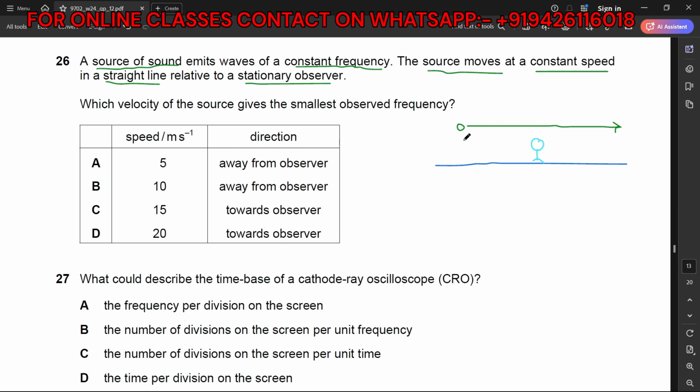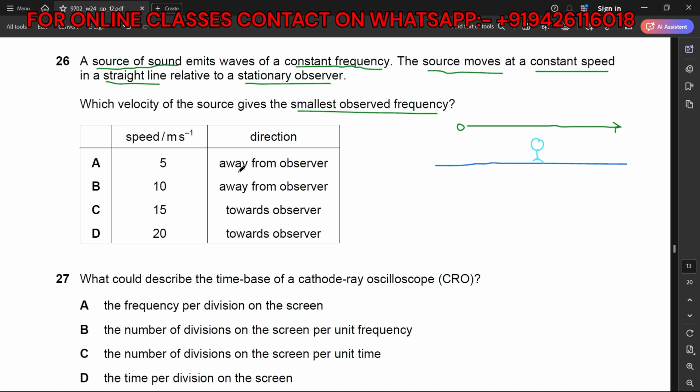Zoom. I know I'm sounding a bit funny here, but that is what I'm trying to explain. Whenever the source comes towards you, the frequency of that sound is going to be higher. The moment it starts going away from you, the frequency you observe is going to fade away slowly with time. Based on this, the question is asking which velocity of the source, the source that is moving, gives the smallest observed frequency. So we need to find the smallest observed frequency based on the given options.